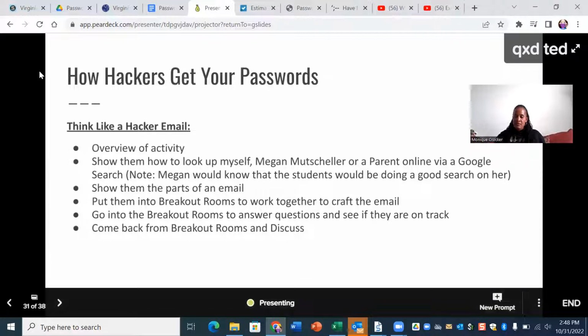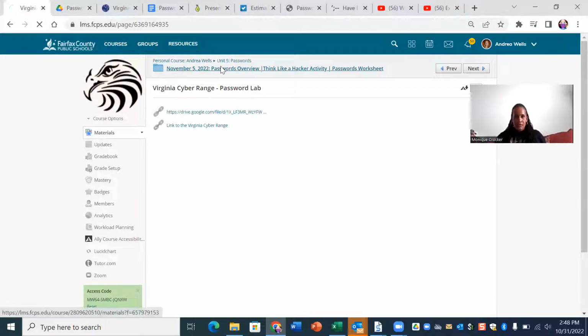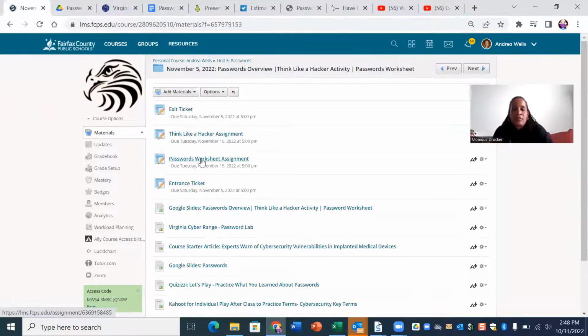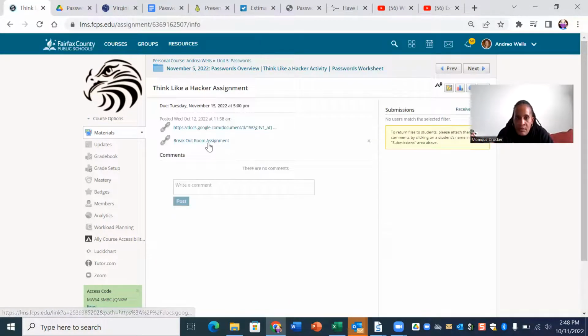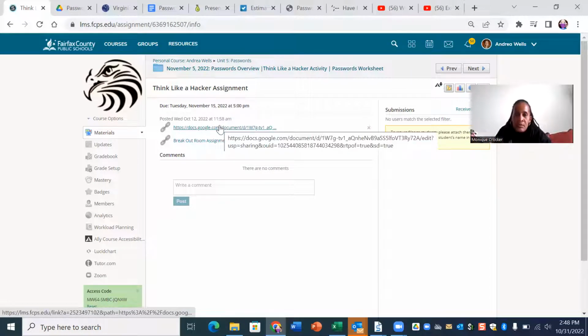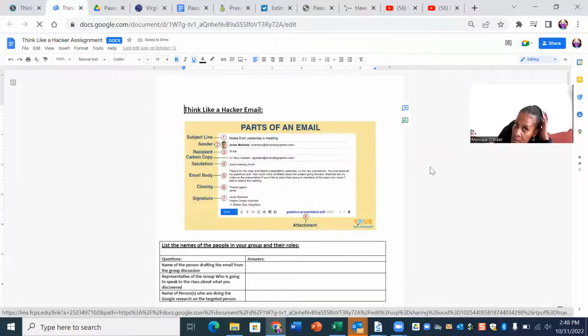And then we'll come out of those breakout rooms. Before I put you in a breakout room, though, I would show you right here what that would look like online. So right here, we have another Think Like a Hacker assignment for them. I would instruct them about how to do this, but it would also be right here. So this would be a breakout room assignment, so they would know if they missed this one, that this might be one that I would excuse if they weren't in class that day.